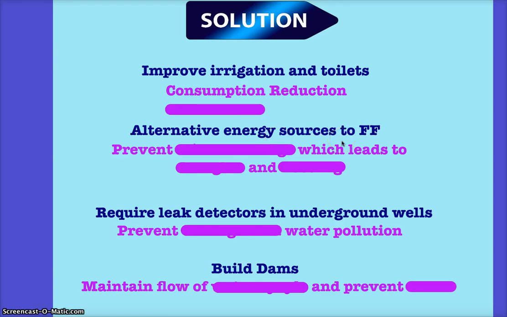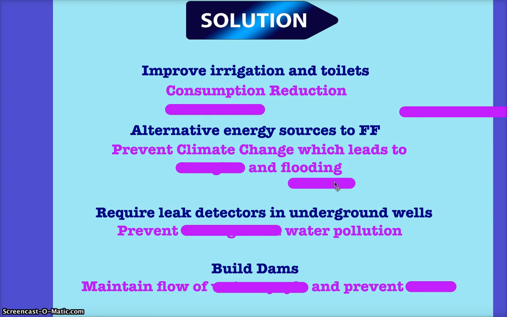Alternative energy sources. So let's work backwards. Since I'm giving you, this is like Jeopardy. I give you the answer and you have to tell me the question. What is global warming? We want to prevent climate change, right? Because that leads to what? What water problems? The increased temperature, rising sea levels, which cause floods, and increased temperature.